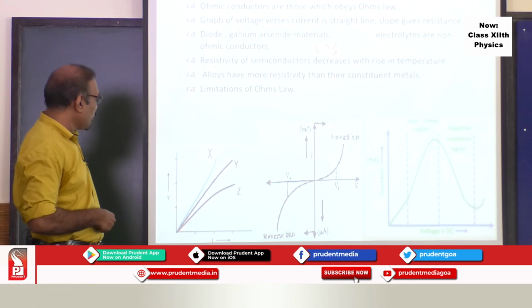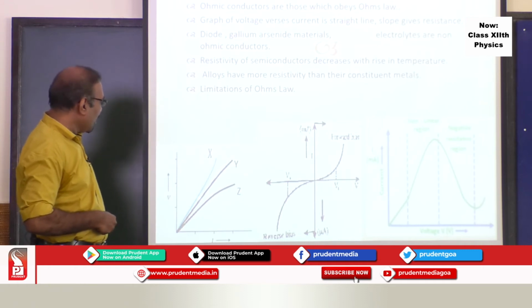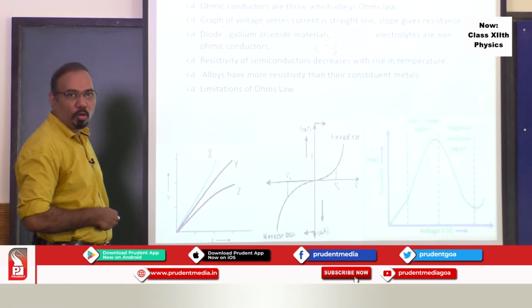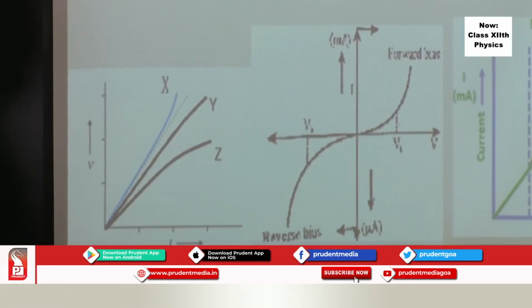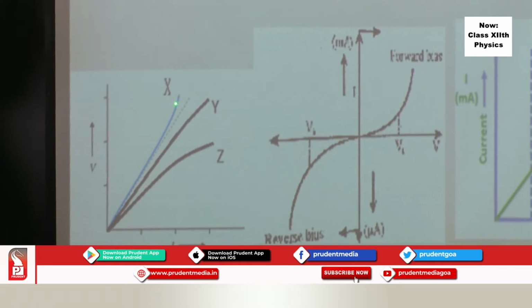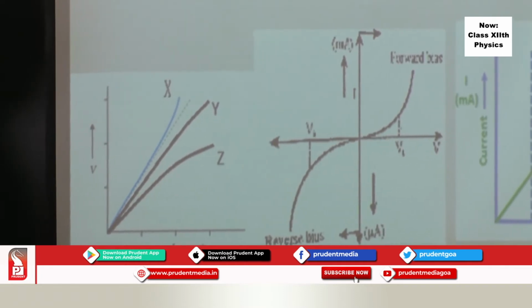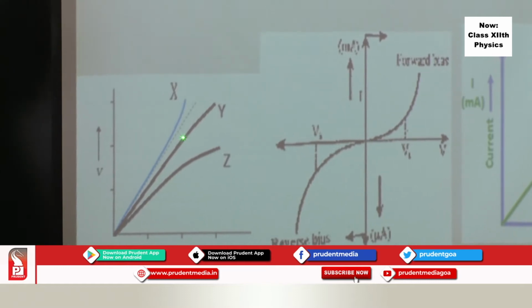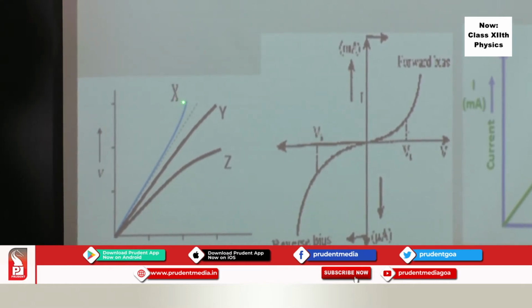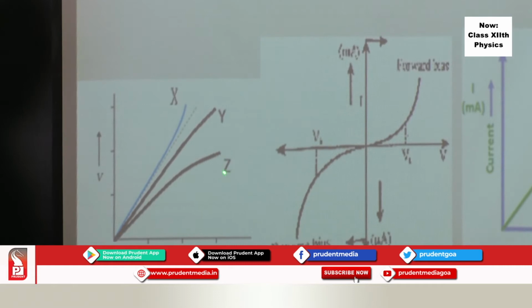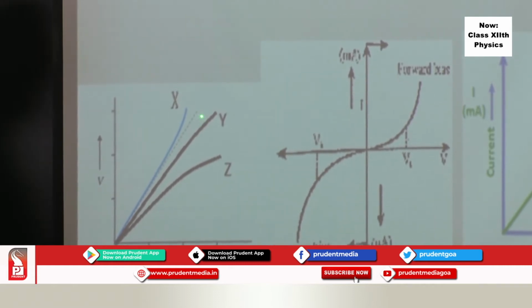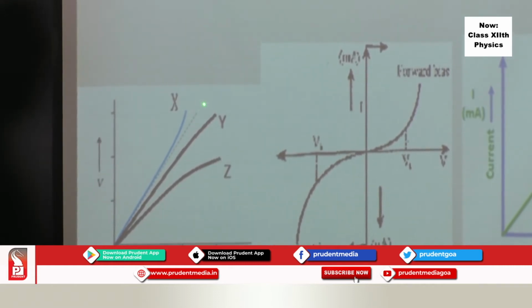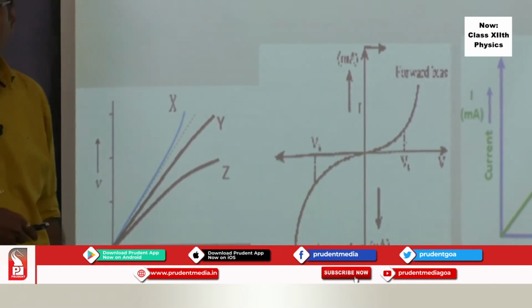Now, here if you see this particular graph, this dotted line means a perfect conductor obeying Ohm's law. And this X is any other conductor. Y and Z are more or less deviating from the standard one. You can easily say that X is the best ohmic conductor compared to Y and Z. And at higher temperature, if you see, they are deviating away from the linear graph.